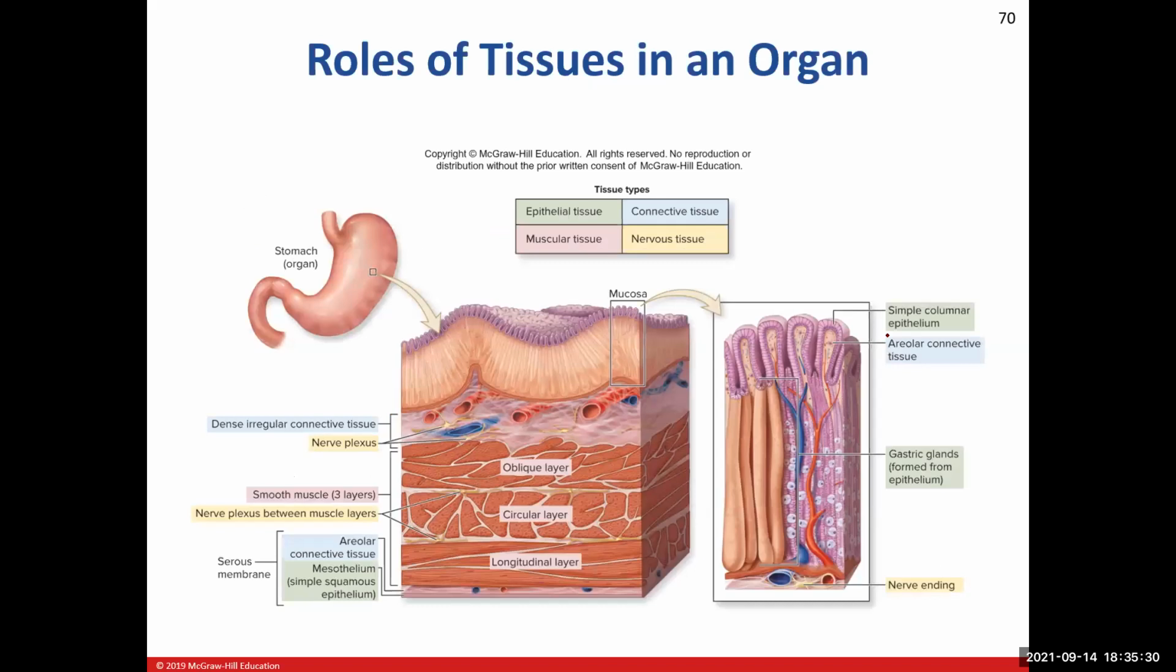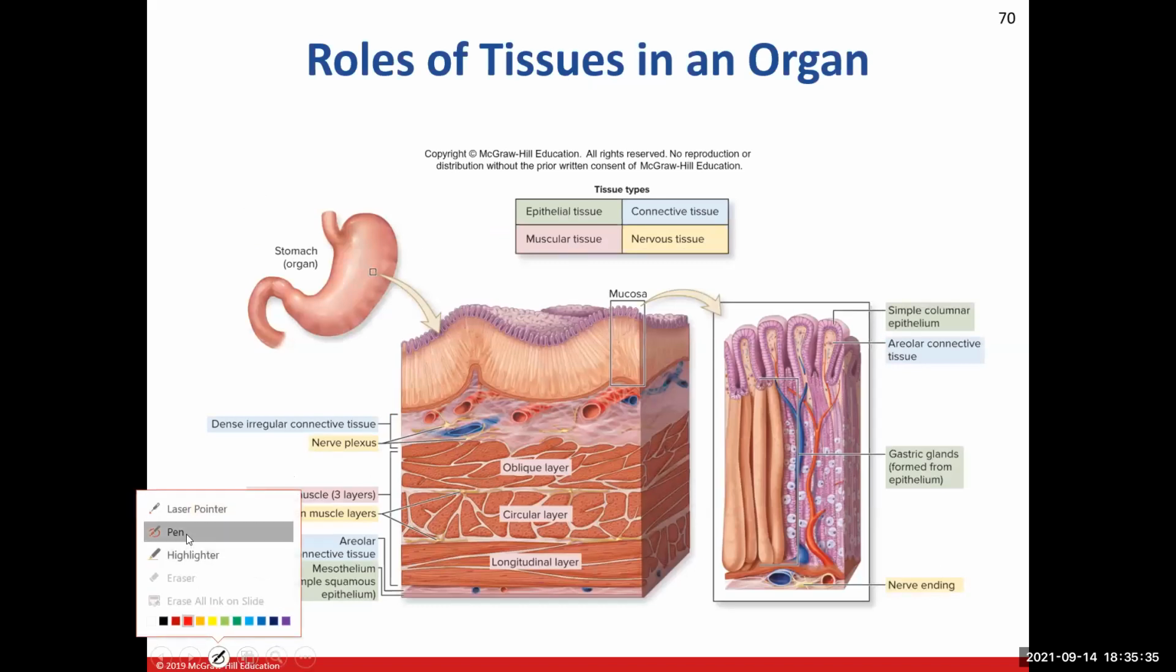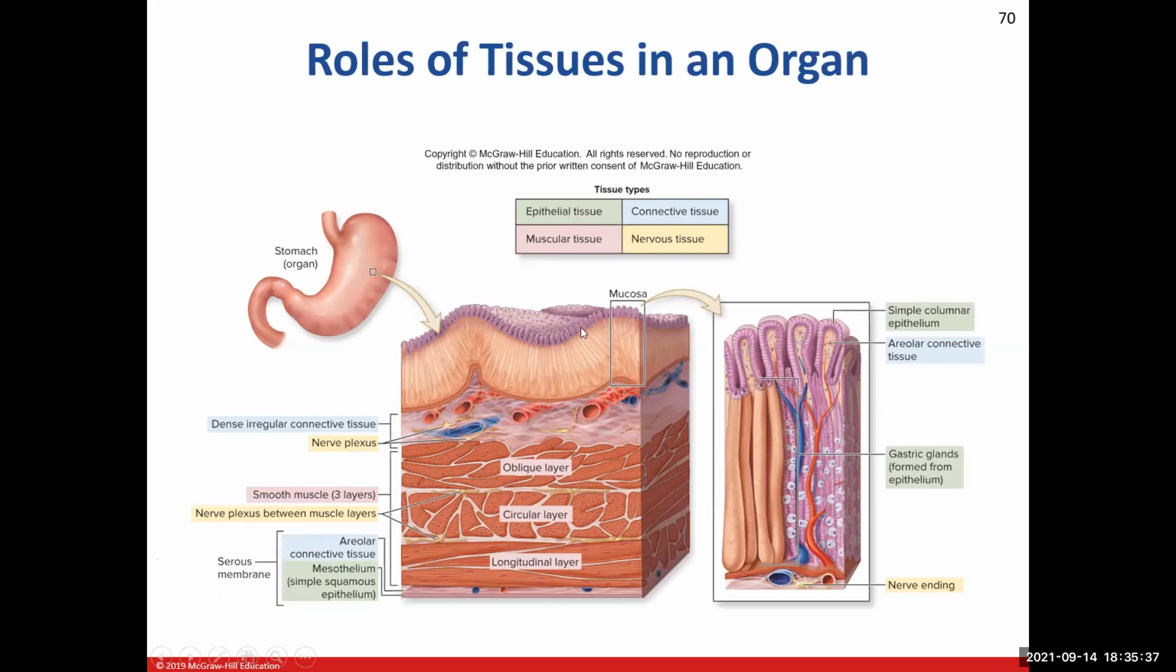So here you can see all these wonderful tissues together. The lining of the stomach, here is our epithelial tissue sitting on top of our connective tissue here. And then deep to that, we're going to have 3 layers of smooth muscle tissue that moves in all these different dimensions. And then sprinkled throughout all this, we've got nervous tissue. Here's some nerve tissue, some nerve tissue down here, some more nerve tissue down here.